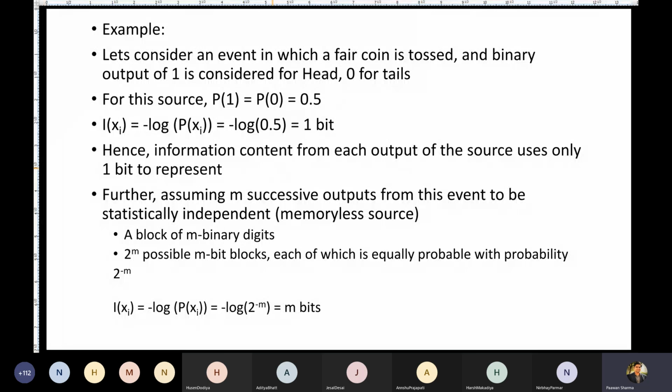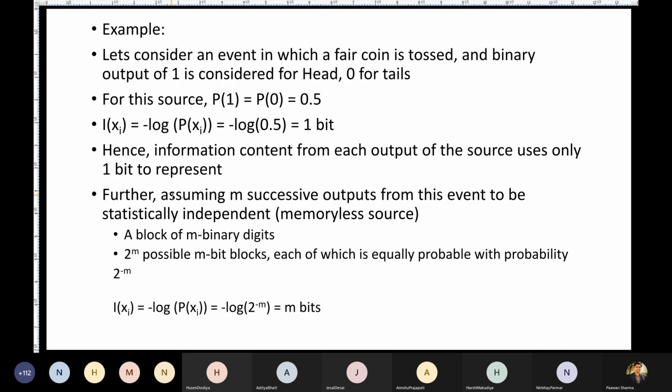Yes, sir. Audible. Okay. So information content from each output of the source uses only 1 bit to represent. And that's what we are saying. Binary 1, how many bits do we require to represent binary 1? A single bit. The same bit can be used to represent 0 also. So for this simplest of examples, tossing a coin would require 1 bit to transmit information.